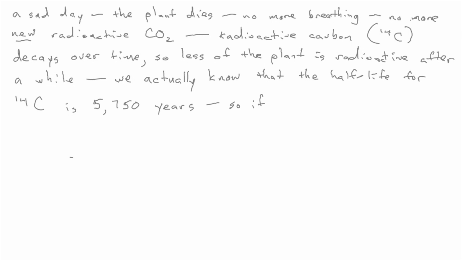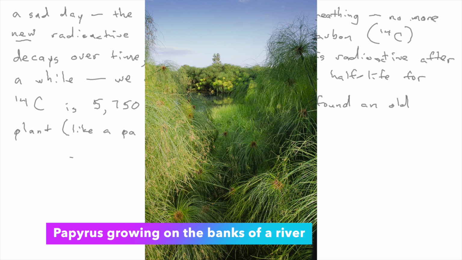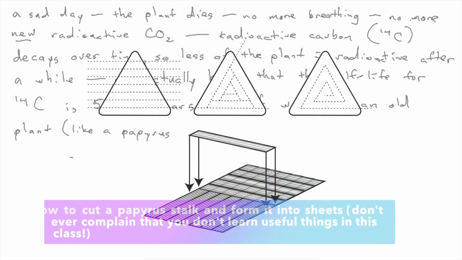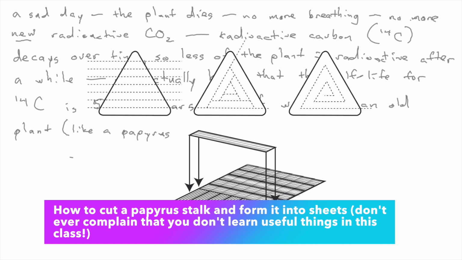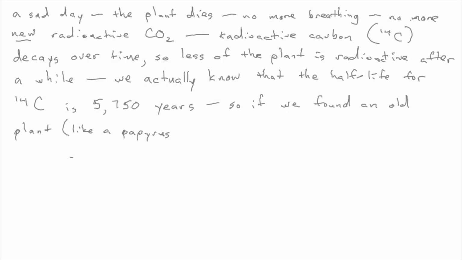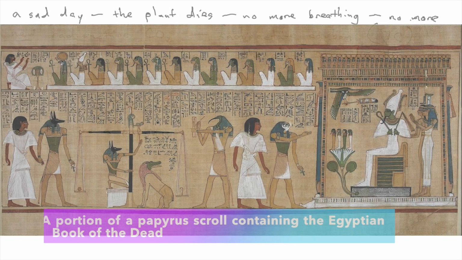So if we found an old plant, papyrus, that's a plant. What do people do with papyrus? They lay it out in a grid form and they pound it with a hammer, and they make a writing material out of it. The ancient Egyptians did this. The ancient Romans did this. The ancient Greeks did this. The ancient Indians didn't do this because papyrus grows in Egypt, so why would they? No, they used palm leaves and stuff, like a papyrus scroll.